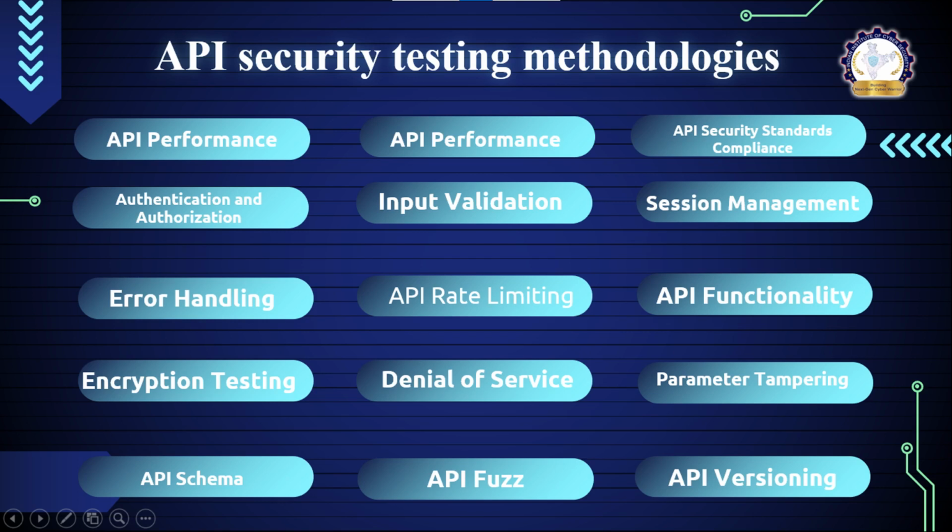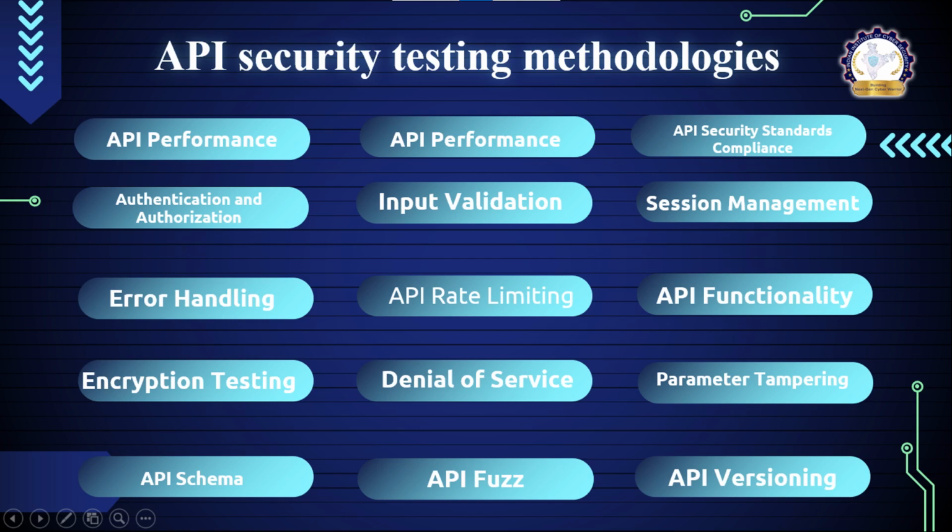And the next one we have API functionality testing. This methodology involves testing the functionality of the API. It aims to ensure that the API performs its intended function without any unintended side effects. It typically involves testing the input and output parameters of the API, checking for proper handling of error conditions, and verifying the API's behavior under different load and stress conditions.